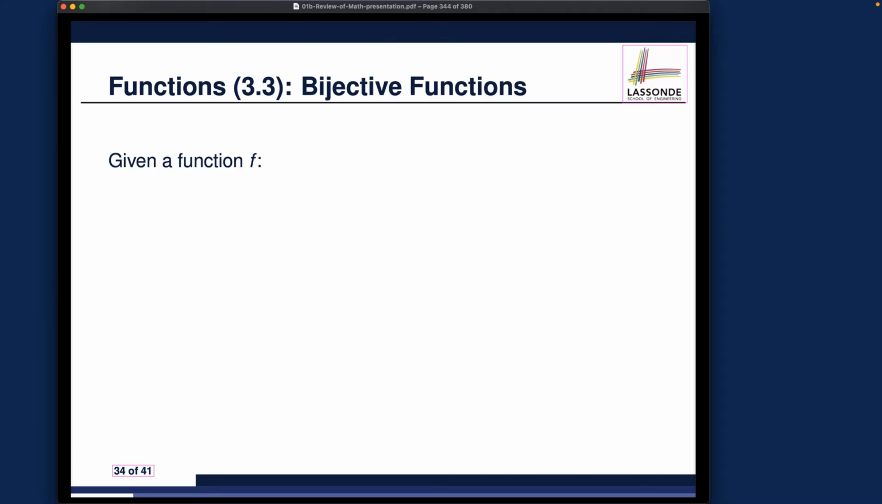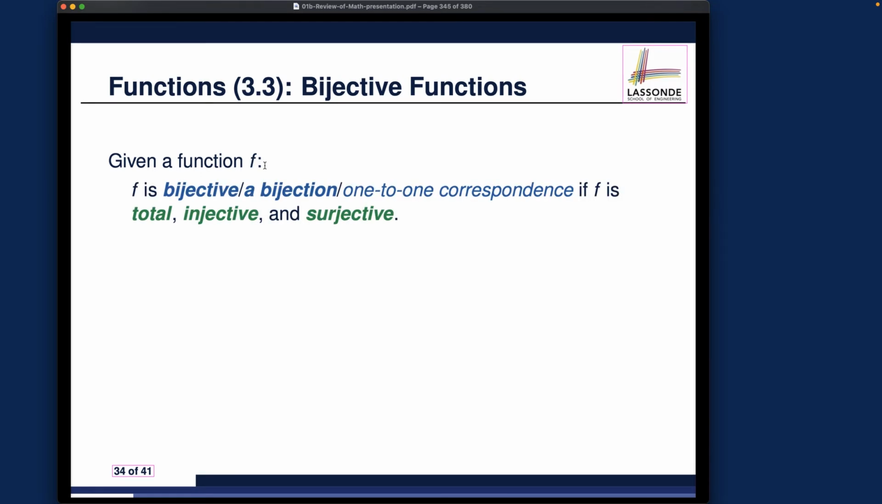Finally, let's now consider the third kind of special function, bijection. Given the function, we don't really have to worry whether it's partial or total, because by its very definition, it must be total, injective, and also surjective. So it's not possible for a bijection to be partial. How do we call that? You can say a function is bijective, or a function is a bijection, or a function is a one-to-one correspondence.